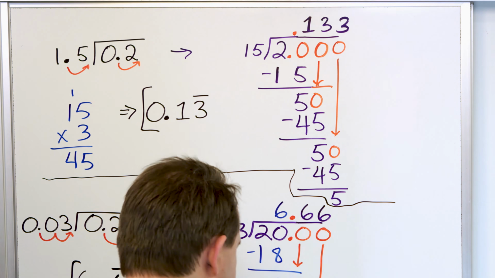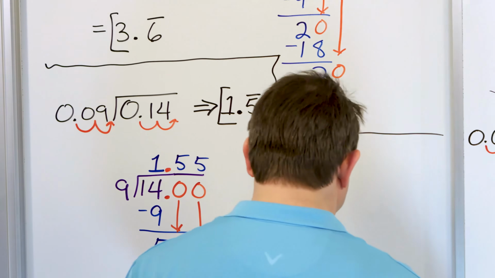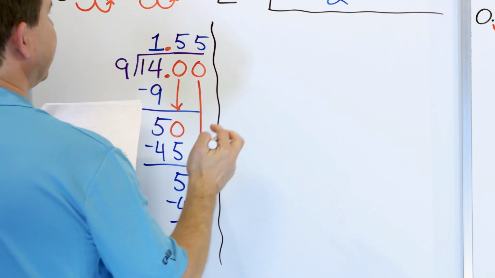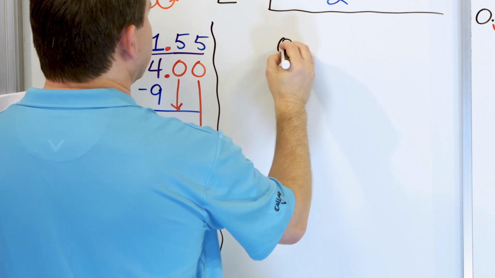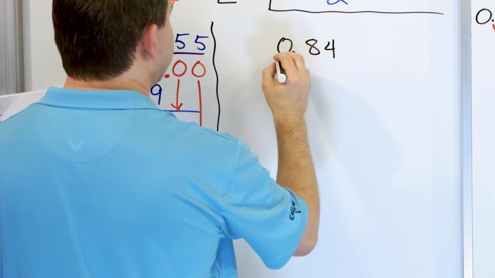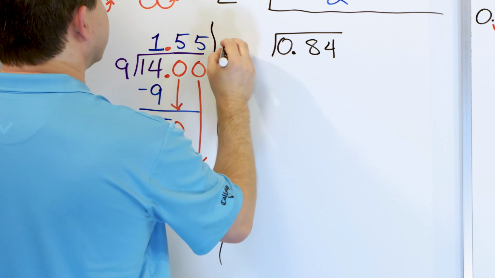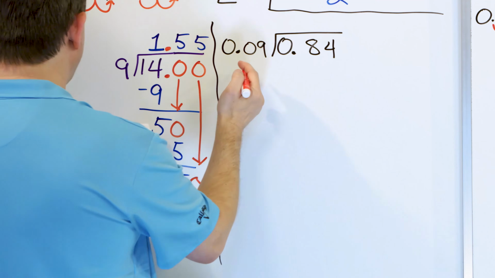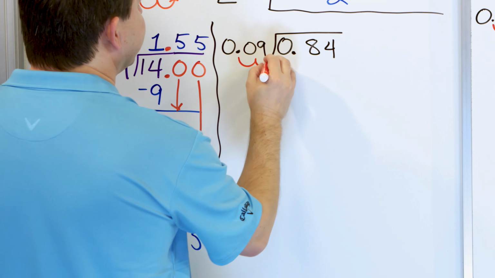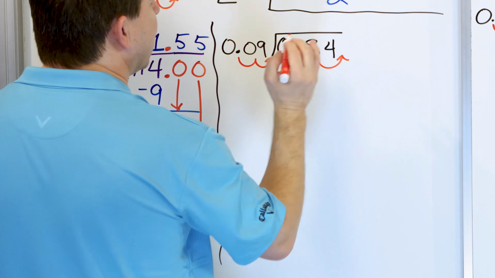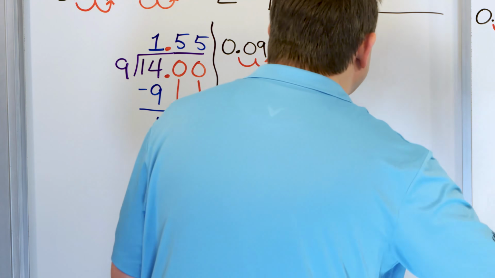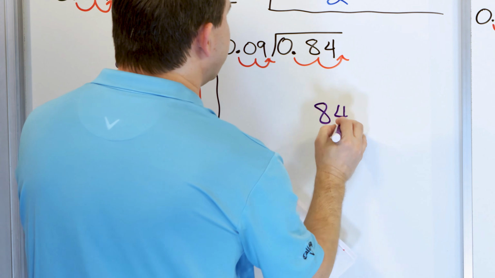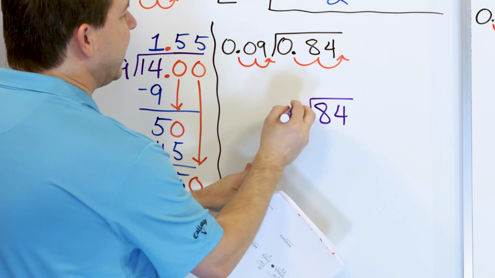All right, we have another problem to work. I think I can steal some board space over here and handle it. Let's take a look at the following problem. 0.84, and we'll divide that by 0.09. We want to have no decimals on the outside, so we move it 2 times, and move this one also 2 times. So we'll solve the related problem: we'll have 84 underneath, and we'll divide that by 9 on the outside.